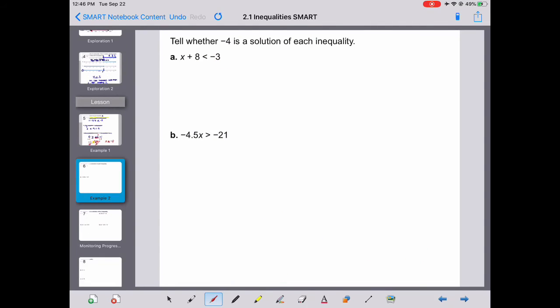Okay, this says tell whether negative 4 is a solution to each inequality. So in order to tell if a value is a solution to an inequality or even an equation, you would have to plug that value in for the variable. So if you want to set it up as a box instead of x, you can plug the number in.